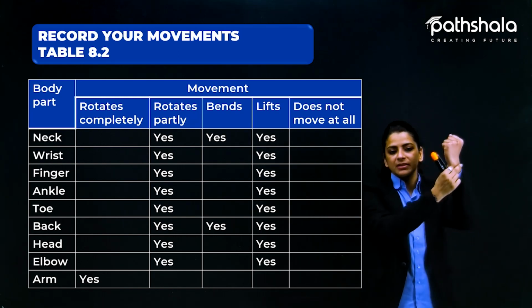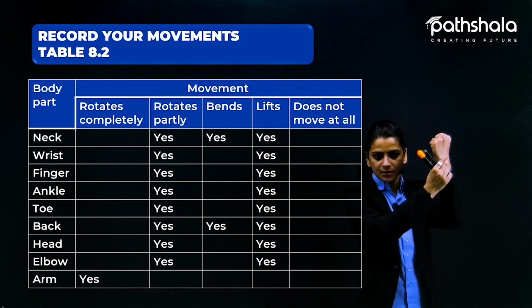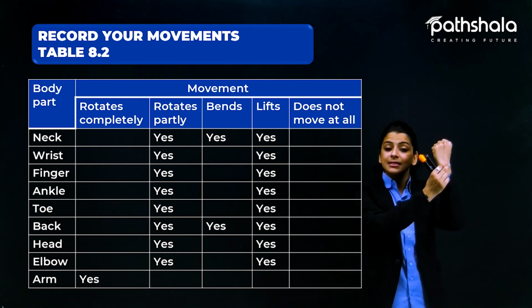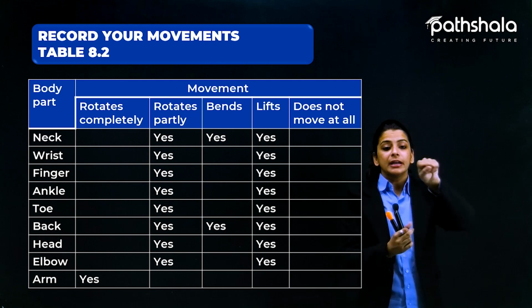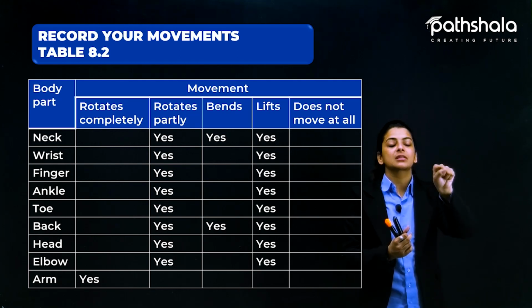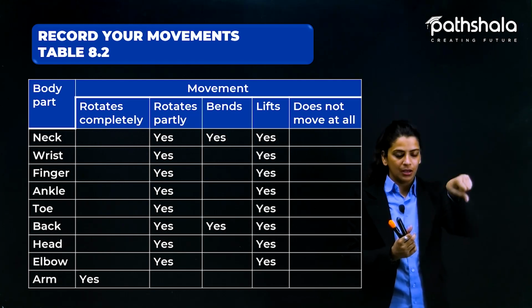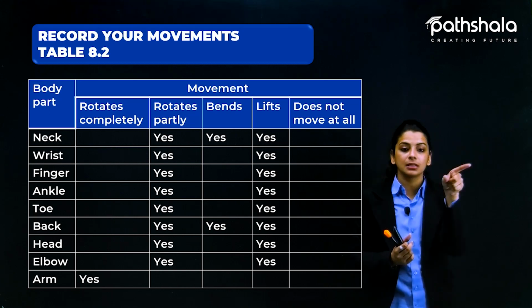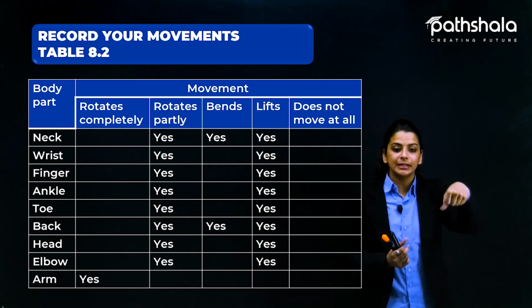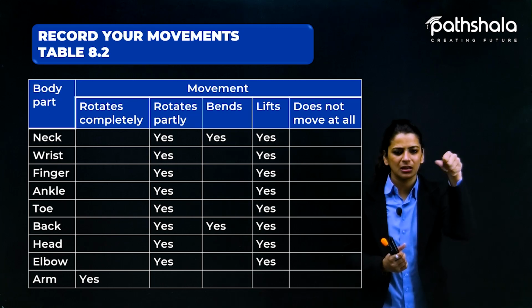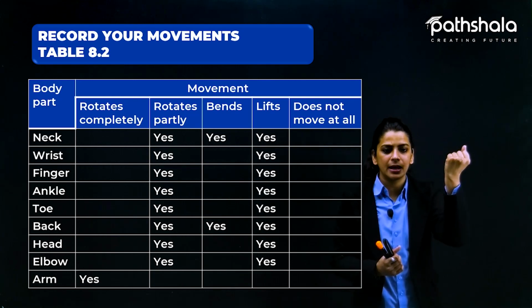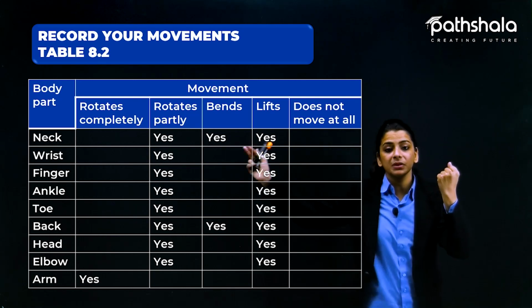Now next is wrist. So this is my wrist. Can you see my wrist? Touch your wrist. This is our wrist. So it rotates, but it doesn't rotate completely. It doesn't move in a full 360 degree circle. But it is rotating partly. Can you see the rotation being partly held? So yes, here it will come yes.